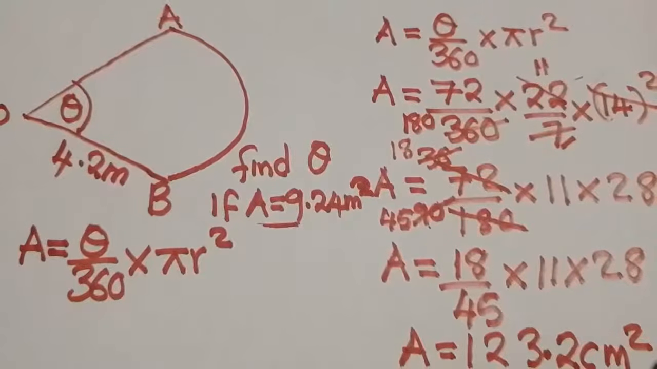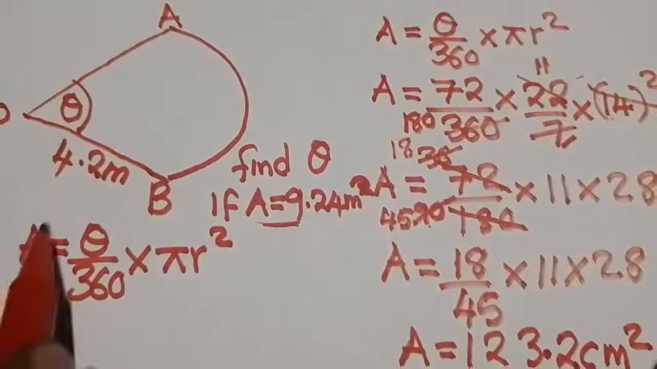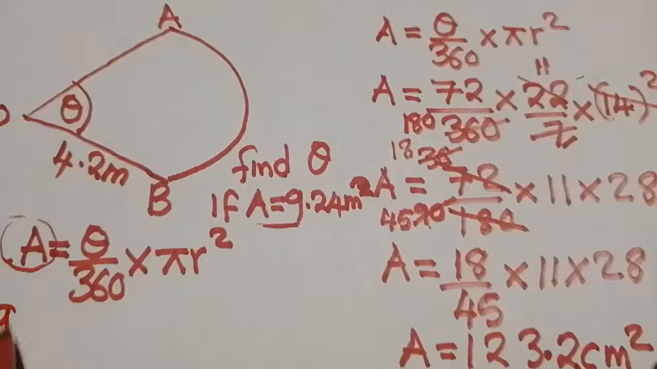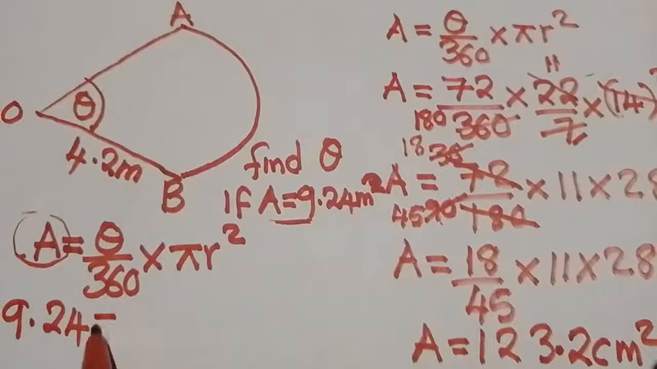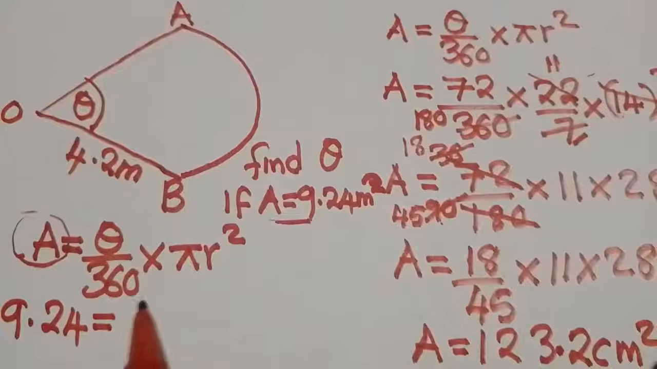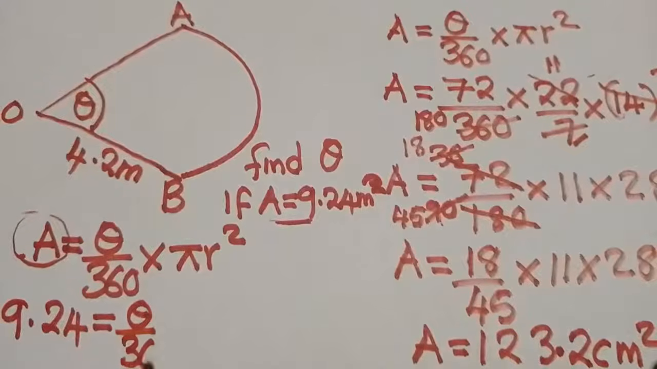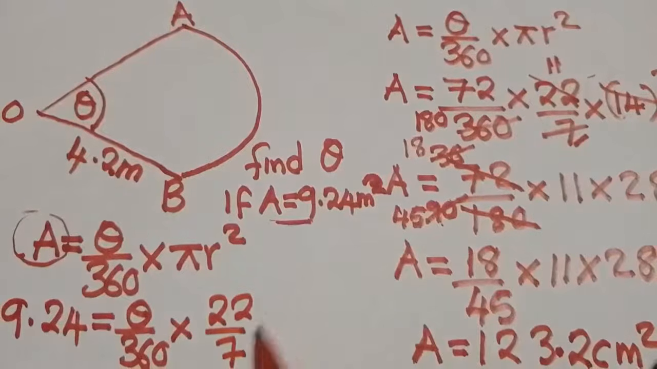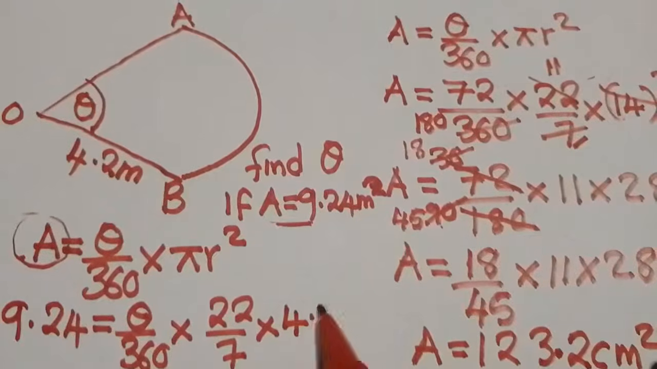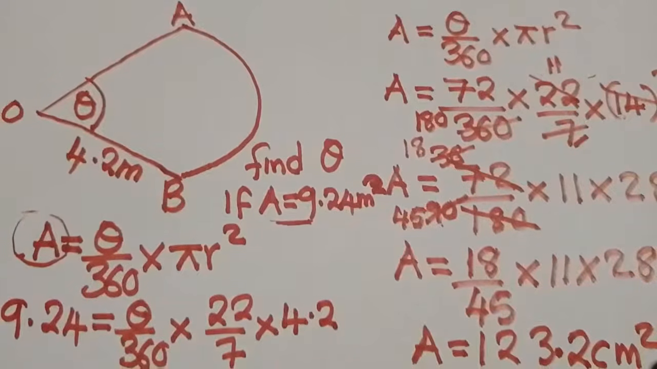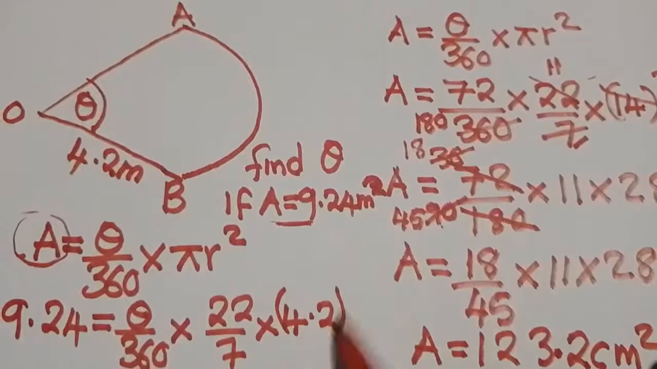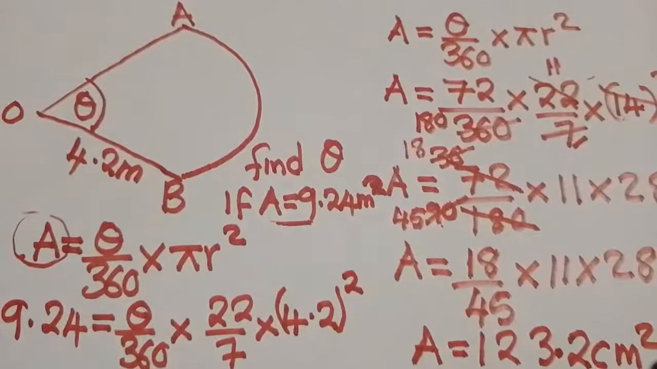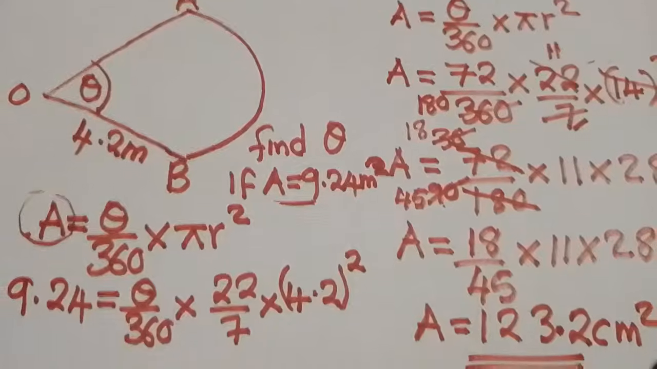So this is what we are going to do. I'm given the area, which is 9.24. So 9.24 is equal to theta over 360 times pi, which is 22 over 7, times the radius. My radius I'm given is 4.2. So I say 4.2, and then I square.